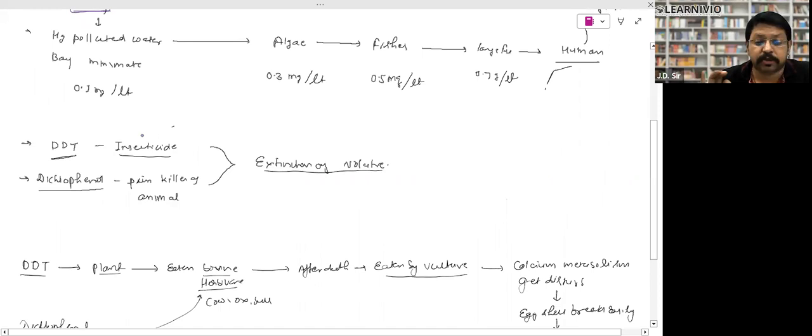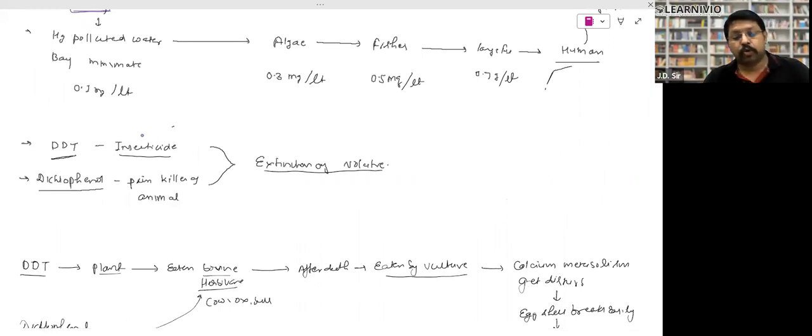So remember, this question I've been asked. Two medicines have been banned in India completely. It's a crime to sell them or to make them. DDT and diclofenac. The question which came in NEET: what is DDT? DDT is a type of insecticide. What is diclofenac? It's a painkiller which is given to animals, right? Both medicines are responsible for the extinction of vultures.